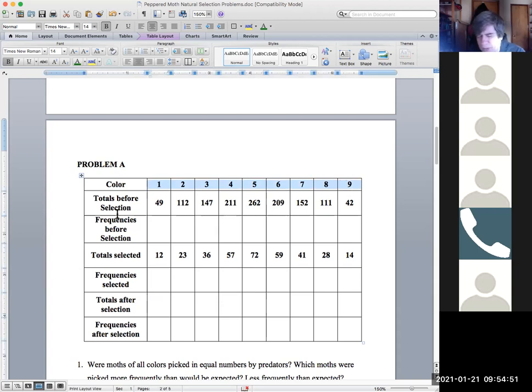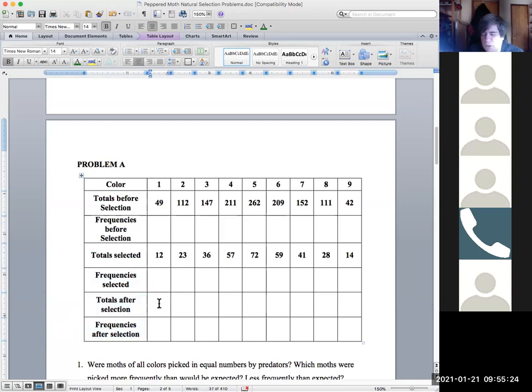And then we have 3 different sections. We have totals, which is actually the number of moths, and frequencies before selection. We have totals and frequencies selected. And keep in mind, when we're talking about natural selection, individuals that are selected, these are moths that get eaten by birds, that the birds spot them and eat them. And then we have totals and frequencies after selection.